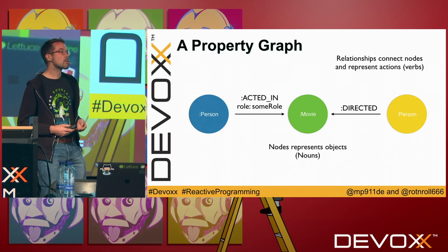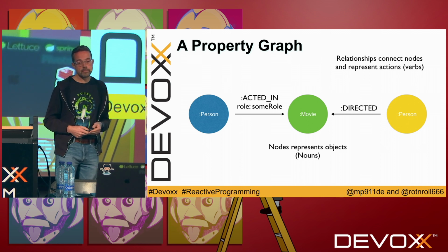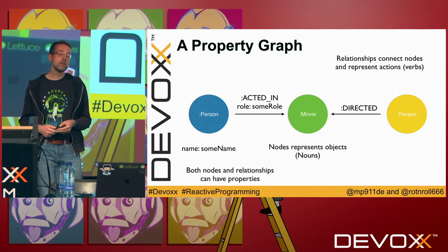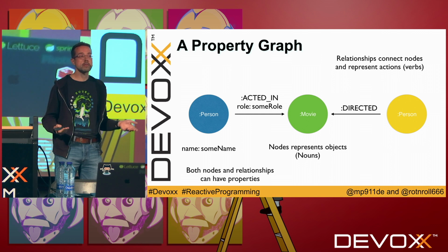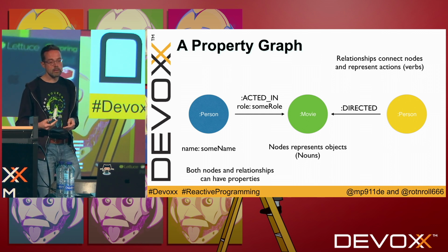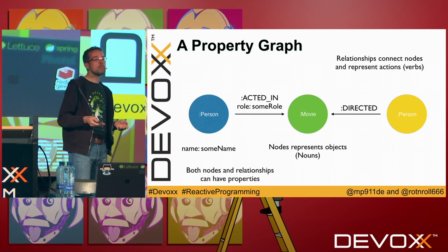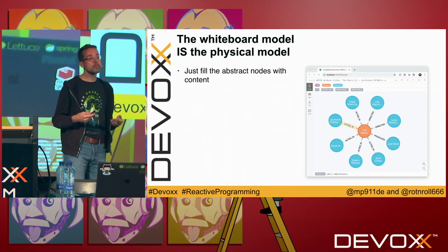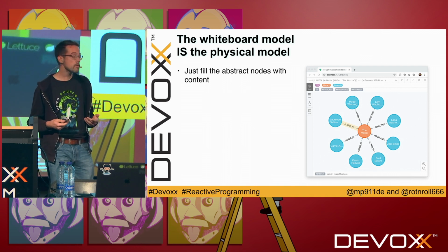So that's the second thing of the property graph, which are relationships spotted by verbs. Most of the time they represent some kind of actions. Both of them, nodes and relationships, can have properties, hence property graph. In this case, nodes having names, and on the relationship we store the role. We say at Neo4j that this whiteboard model easily fits the physical model, so there's no big need for remodeling stuff.